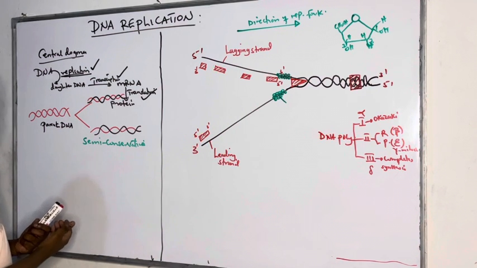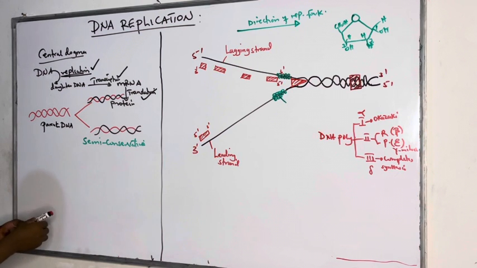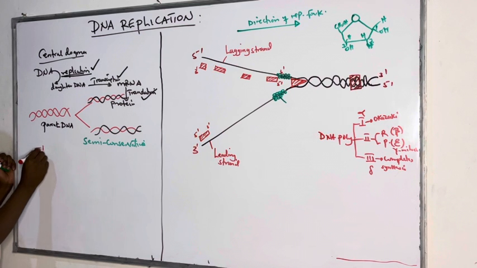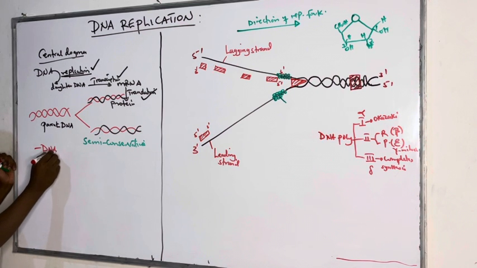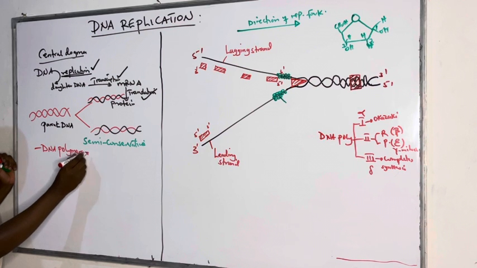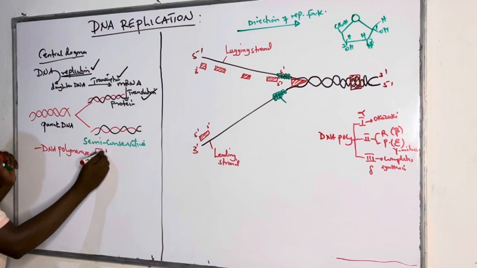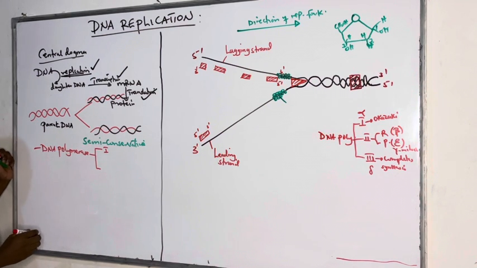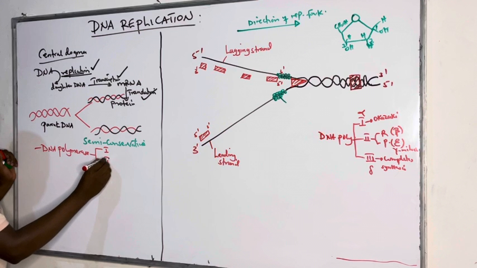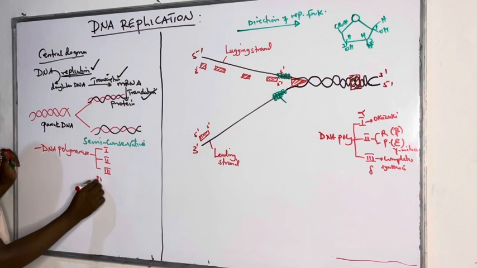In DNA replication, we are going to see the steps involved and the enzymes that we shall be talking about. We have what we call DNA-dependent DNA polymerase. It is DNA-dependent DNA polymerase, and in prokaryotes, it is named in Roman numerals: DNA polymerase 1, DNA polymerase 2, and DNA polymerase 3.